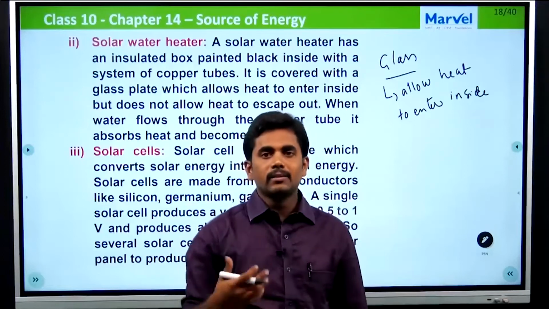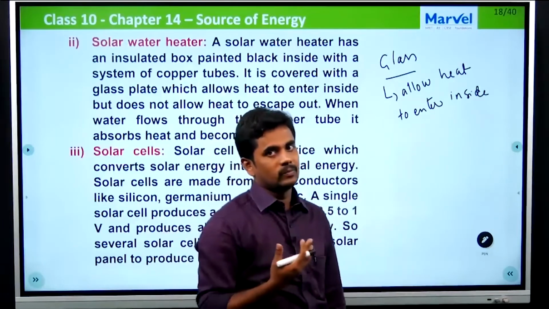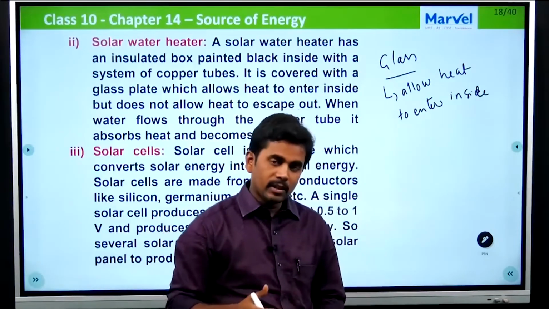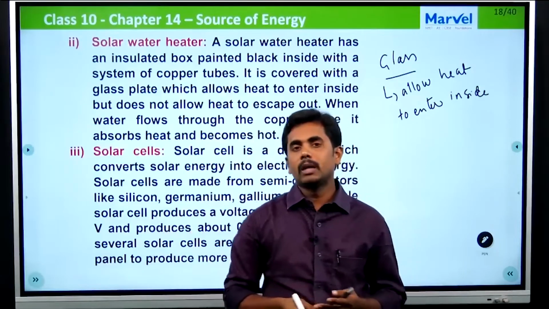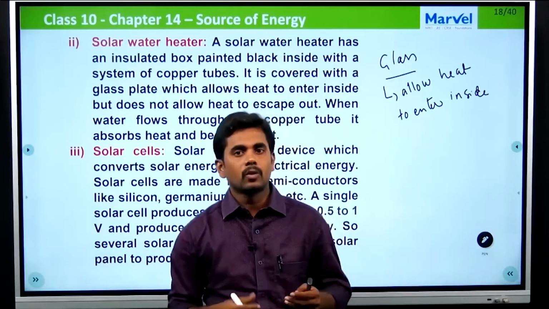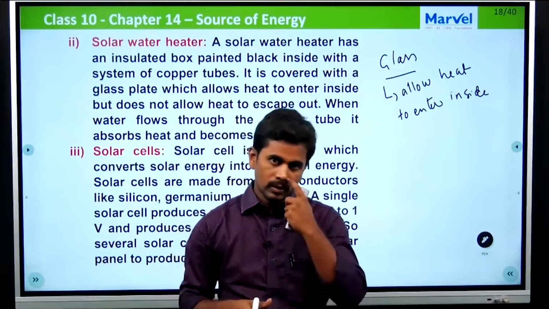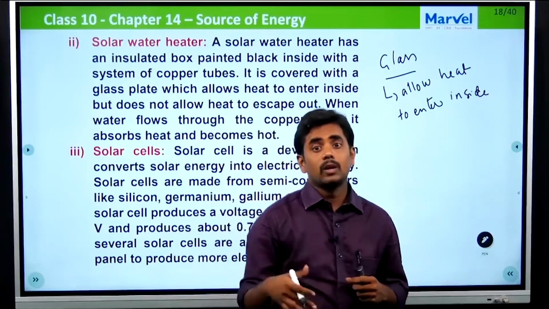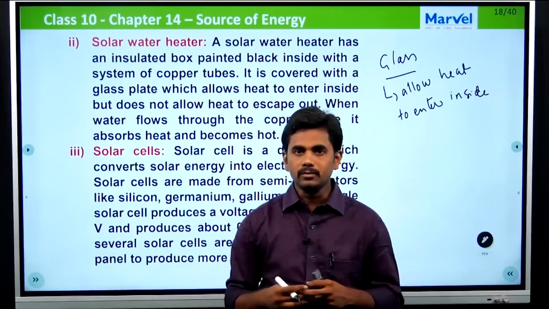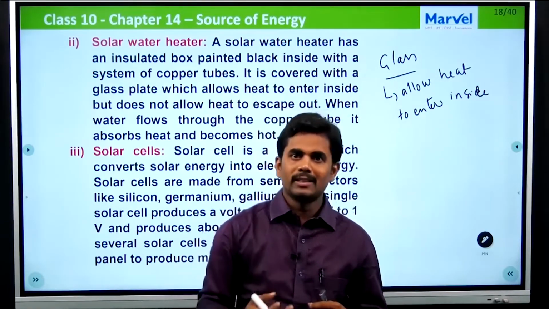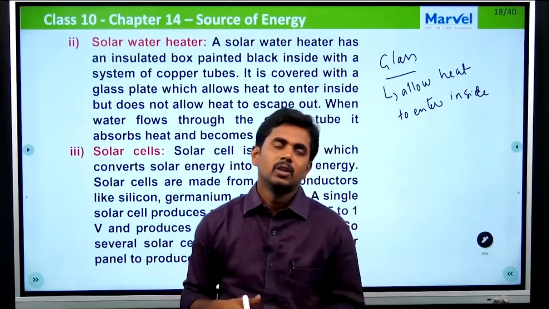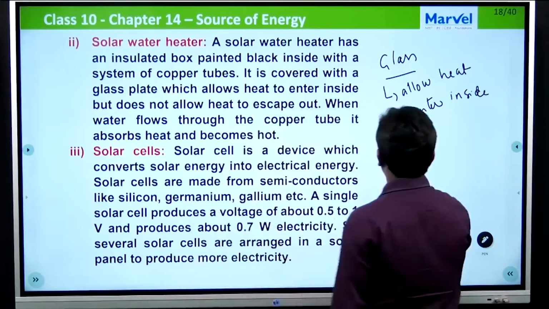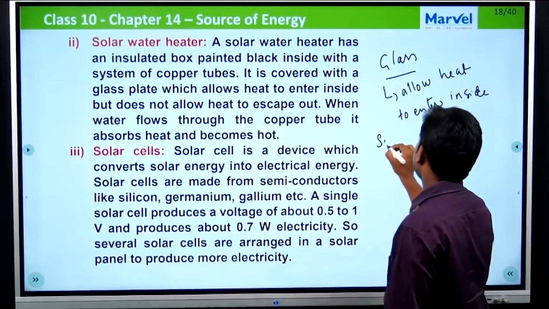Then after that we have to see the solar cells. It is a part of our day-to-day life now. The consumption of solar cookers has reduced now, but solar water heaters are there, and more will be solar cells they are using. So the solar cell, we know that it is a device which converts solar energy into electrical energy.